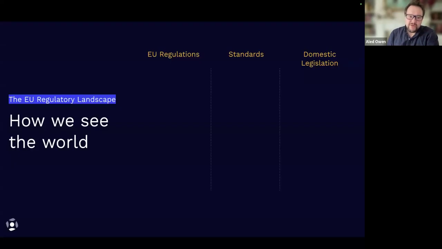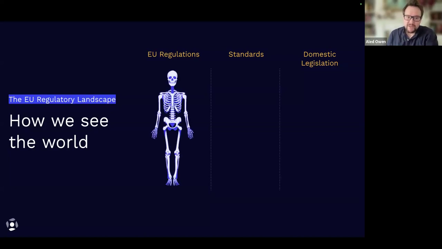So how do we see the world? Well, as you'll know, there are three key components which make up the EU regulatory landscape. First off, we have regulations, the legal skeleton and framework, such as eIDAS, eIDAS 2, the AML directive and regulations, and the EBA guidelines, a mix of enabling, prohibitive, binding and non-binding rules, regulations and guidelines which apply across all EU member states. And these are the principal driving force toward regulatory harmonization across Europe.